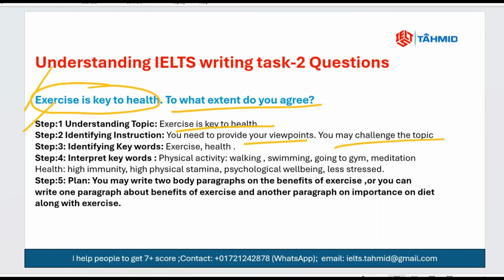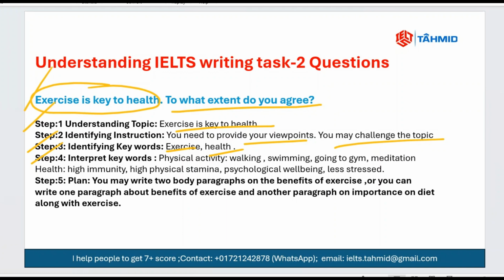Step number 3, identifying keywords. The main two keywords in this question are exercise and health. Step number 4, we need to interpret these two keywords and we need to understand them so clearly that we can easily explain everything to our reader.